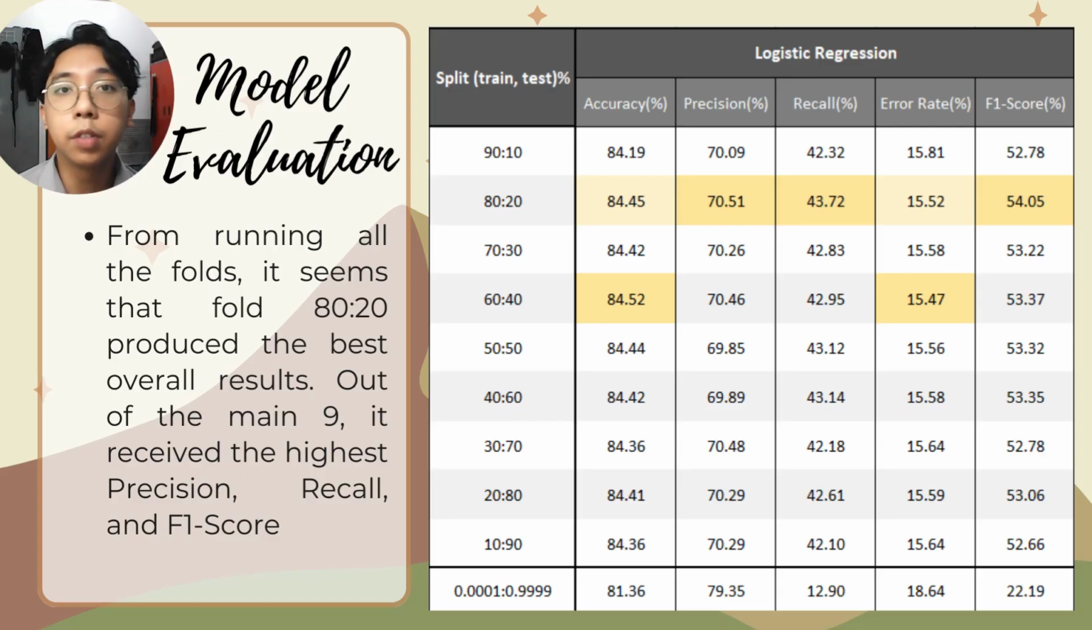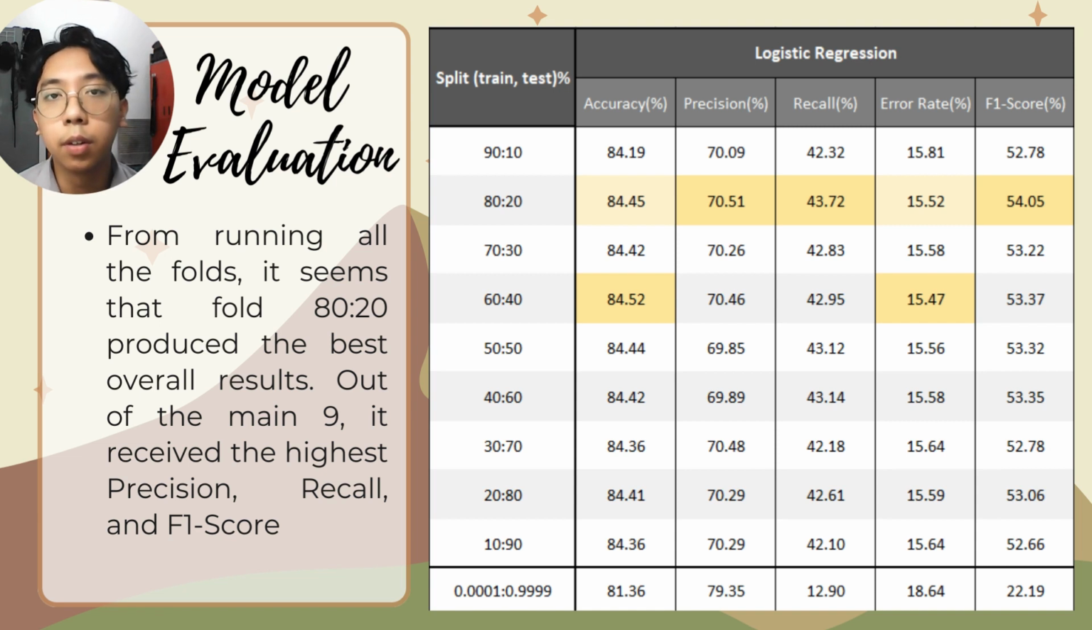From running all of the different split ratios using our model of choice, logistic regression, it seems that split ratio 80/20 produced the best overall results out of the main 9 split ratios. It received the highest precision, recall, and F1 score at 70.51, 43.72, and 54.05, respectively. However, the highest accuracy and error rate score belongs to split 60/40 with the score of 84.52 and 15.47.